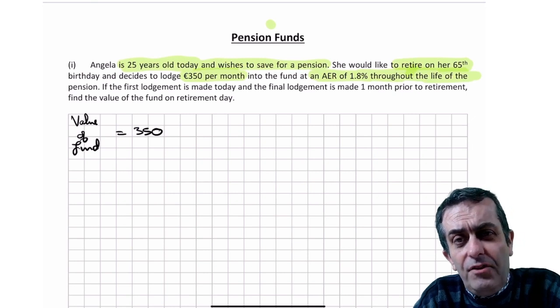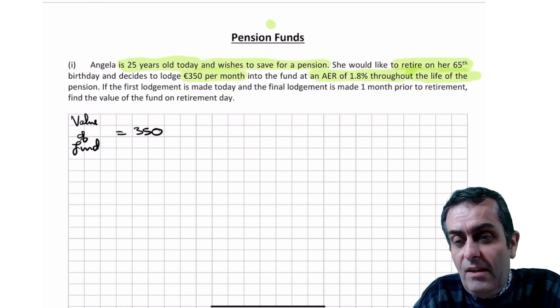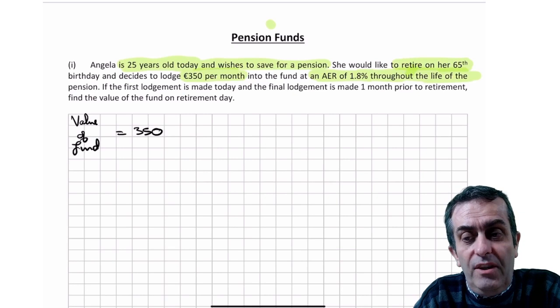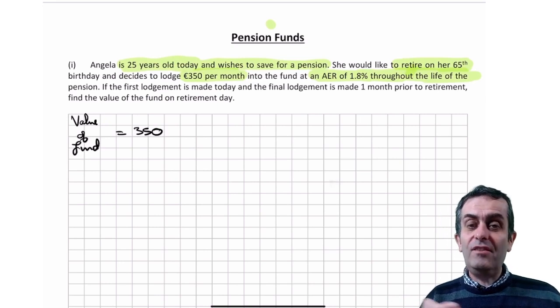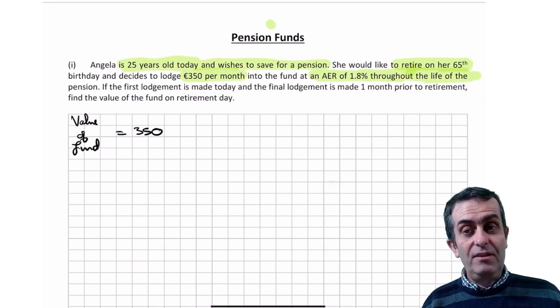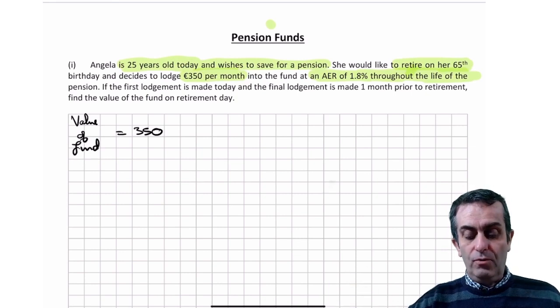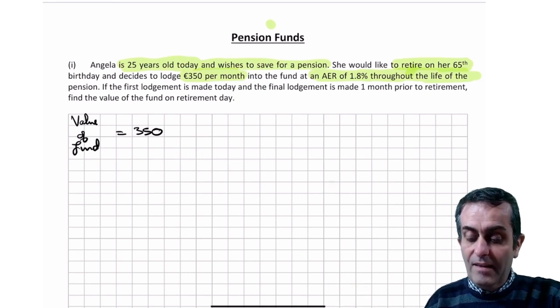Now, in case you're curious about why we multiply, remember we said you multiply by 1 plus r to the power of the amount of time if you feel that the fund is going to go up. Now Angela is 25 today and she wishes to retire when she's 65. So between now and then we're expecting this fund to grow. So that's why I'm multiplying.